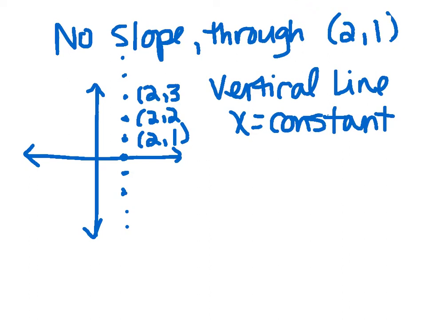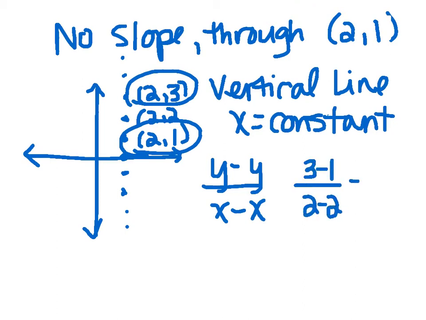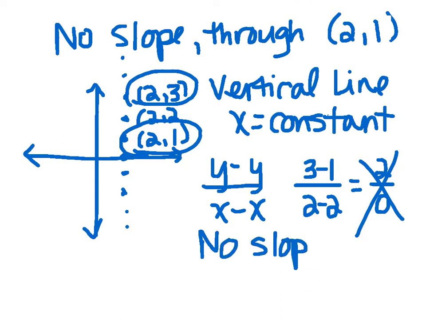So if I wanted to compute the slope of these two, let's say I want to use the slope formula on these 2 points. Again, the slope formula says y minus y over x minus x, change in y over change in x, rise over run. So if I say 3 minus 1 over 2 minus 2, I get 2 divided by 0, and that is not allowed in math. So these lines are said to have no slope.